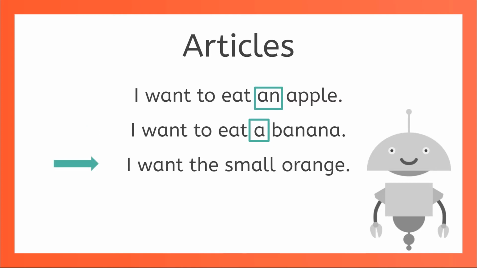Last sentence. I want the small orange. Here, I'm not talking about just any orange. I'm referring to a specific one, the small one. So we use the article the.